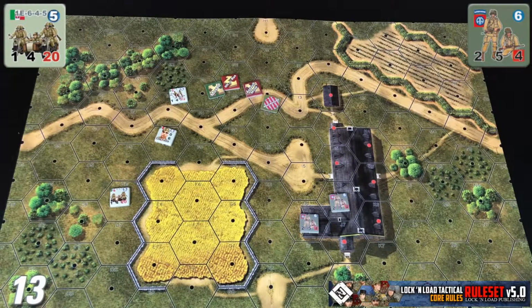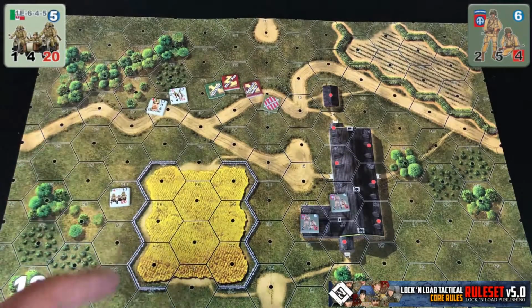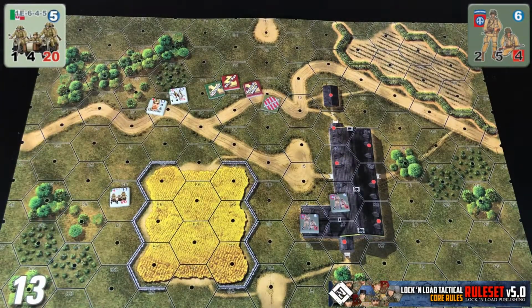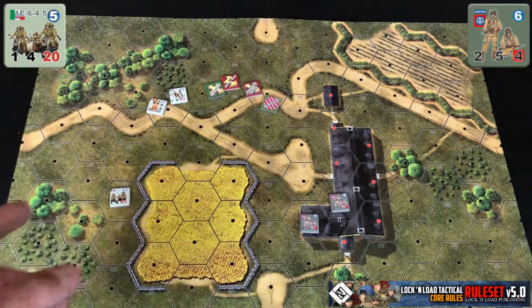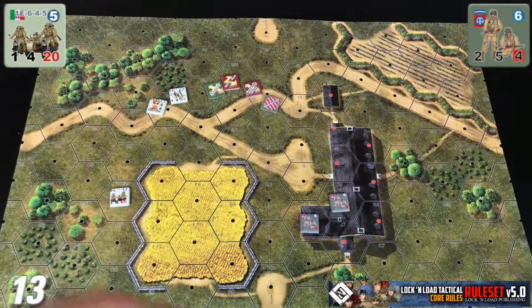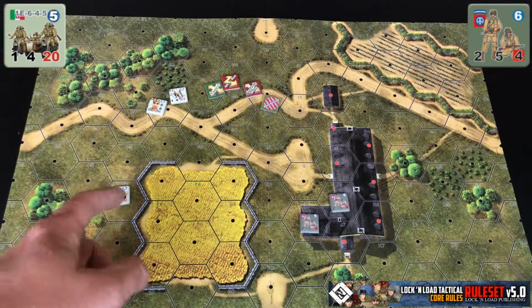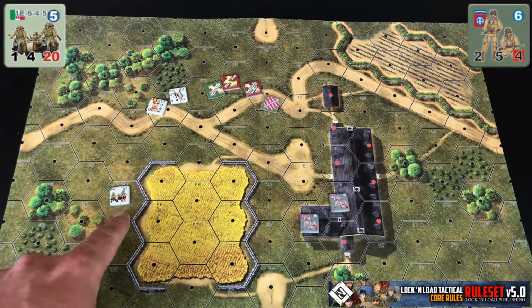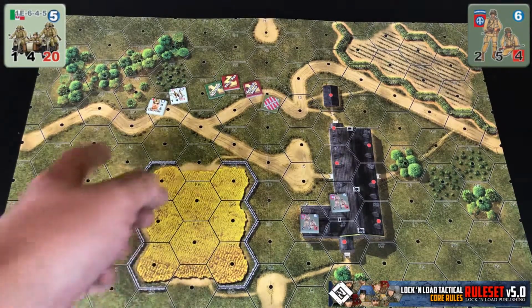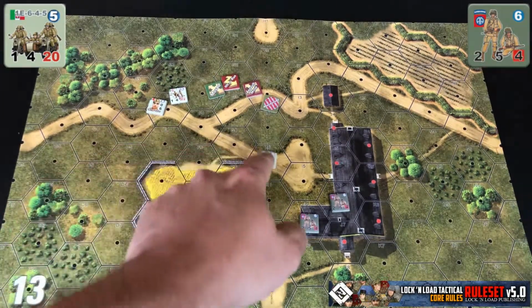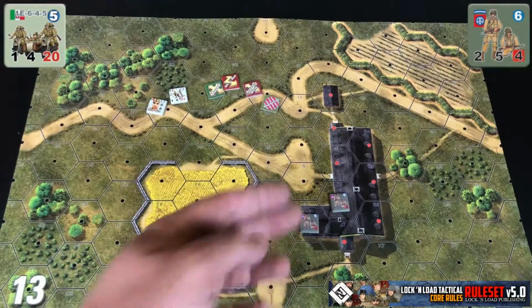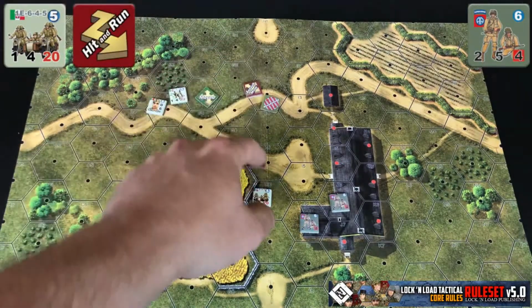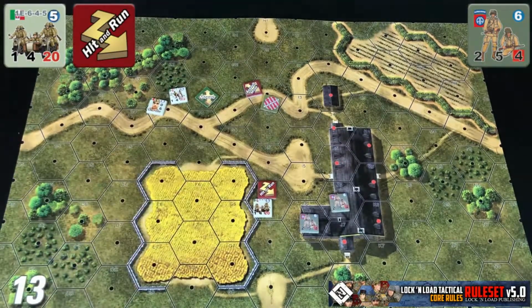Now, hit and run is just like an assault move. You can move up to half your movement point allowance and fire. The difference is that you can fire at any point during that half movement point allowance. So let's say our motorcycle wants to conduct a hit and run. They've got a movement factor of 20. They could move 10 movement points and fire at any point along that trail that they wanted to. And then afterwards they would be marked, obviously, with a hit and run marker.